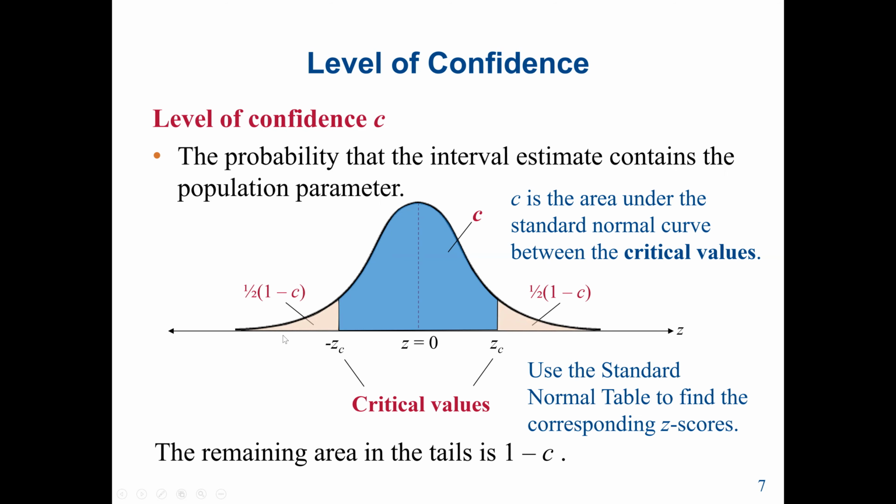So the left side will be half of 1 minus C, and the right side will also be half of 1 minus C. C will be the blue area. In this case, we can use the standard normal table to find the corresponding z-scores. This is what we did in our previous lectures, where we find the z. From the z value, we were able to find the probability using the standard normal table.